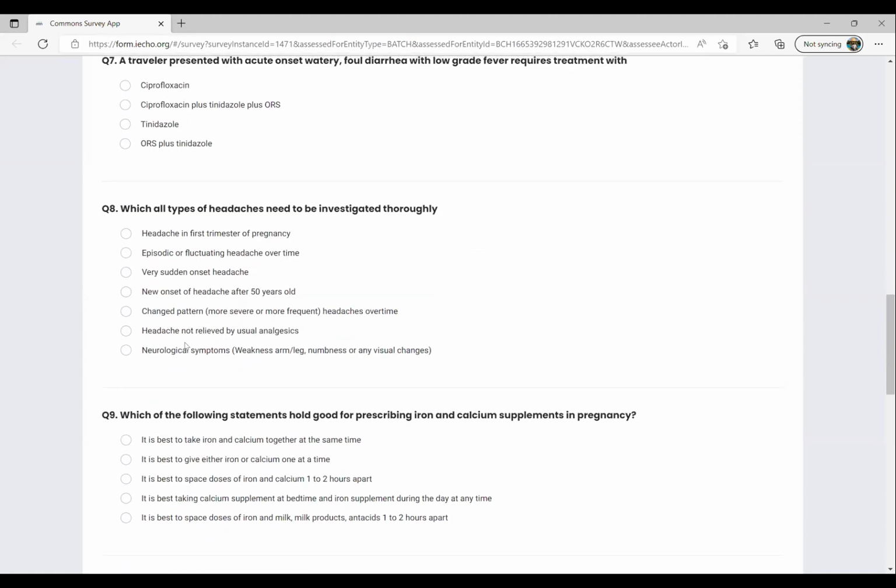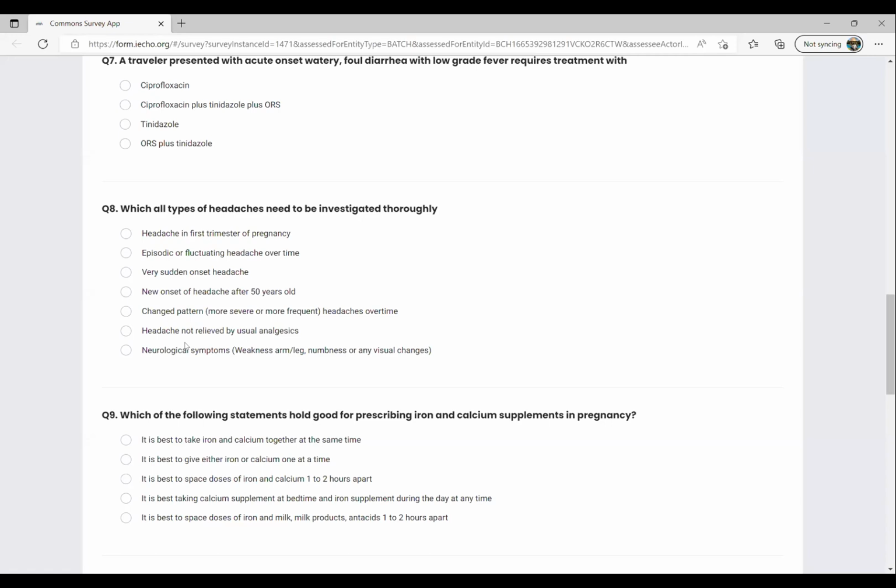Then there is a question: all types of headaches need to be investigated thoroughly. Headache is a very common presentation of many other illnesses, or it may be migraine or tension headache. These are quite common, but it could be because of many other reasons as well. So either we over-investigate these patients, or some of them who require urgent evaluation get neglected because we are not aware of the red flag signs.